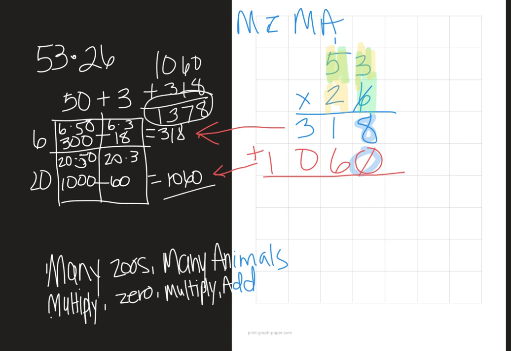So now we're at the animals. Add. 8 plus 0 is 8. 1 plus 6 is 7. 3 plus 0 is 3. And there's nothing here, so 1 plus nothing is 1. And here's our final product. And they are the same answer.